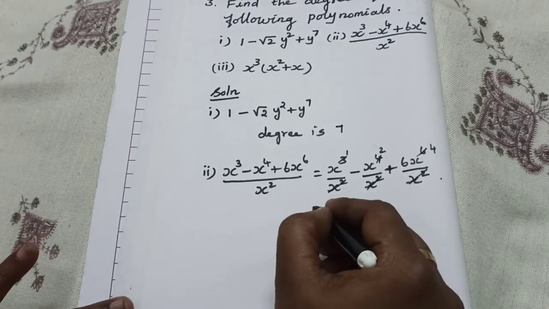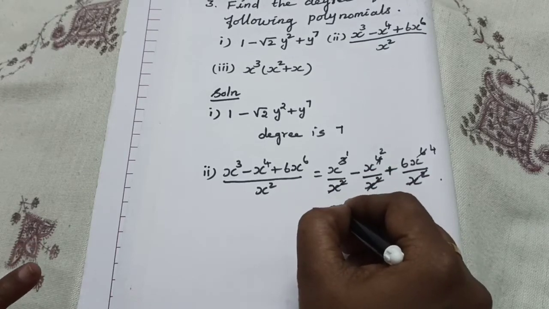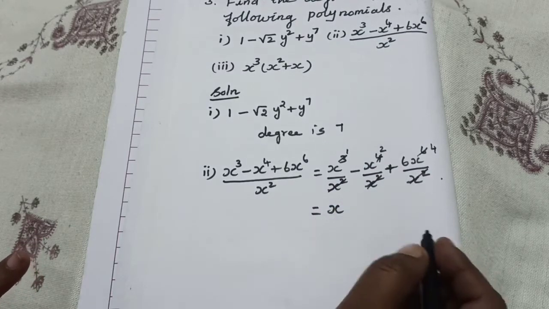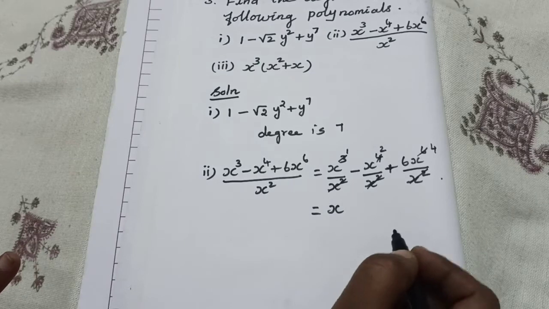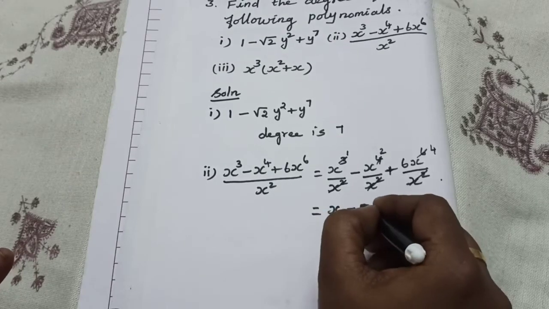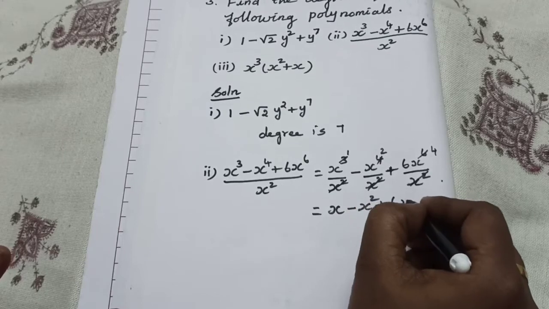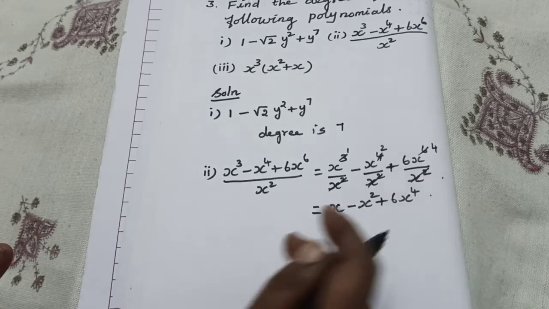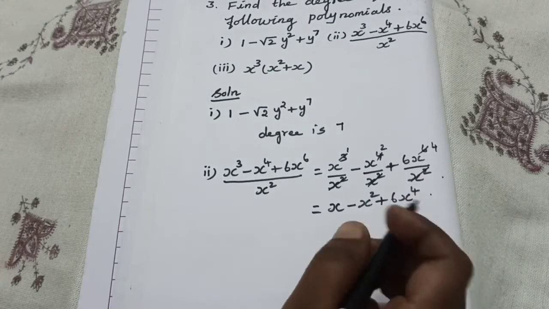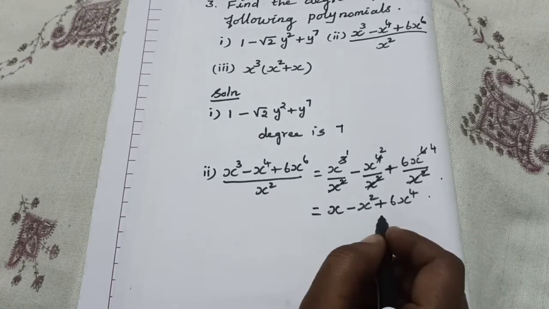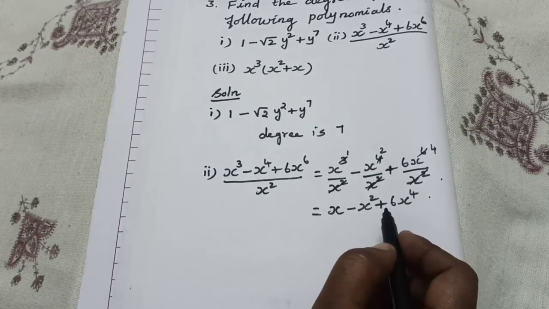Have you understood? Then what's the answer you say? X power 1, that means x. Then minus x square, then plus 6x power 4. Now you check it. Which is the highest power in this polynomial? Which is the highest power of x?